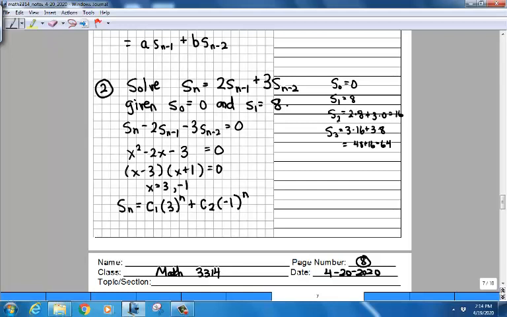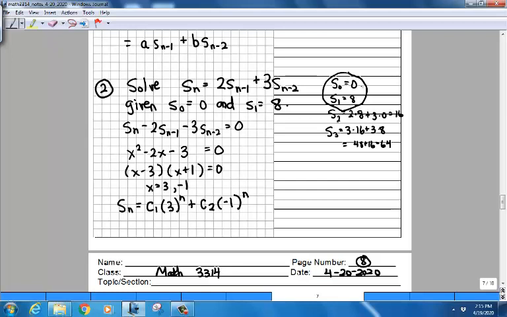Now, what are C1 and C2? What are these two constants? Well, we have to adjust those to meet the initial conditions. Here are the initial conditions. So I have to pick C1 and C2 so that they will match my initial conditions. How do I do that? I'm going to do that by substitution.